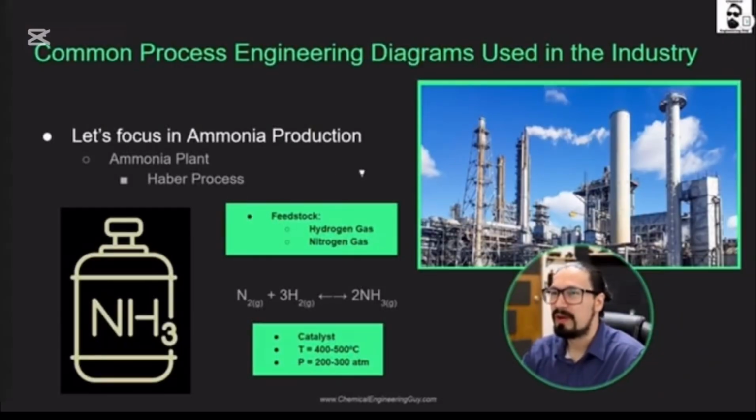Let's focus our attention on the ammonia production plant. Well, typically you will be using the Haber process or Haber-Bosch process, which is essentially the conversion or transformation of hydrogen gas and nitrogen gas into ammonia. Of course, we're going to have a lot of processes in between, and we're going to cover those. But right now, what you need to understand is that this is a relatively efficient process.